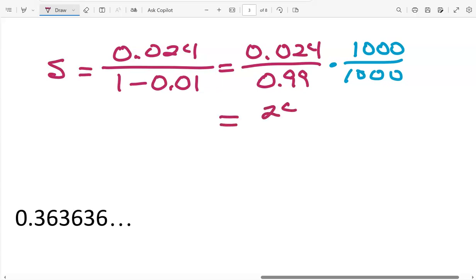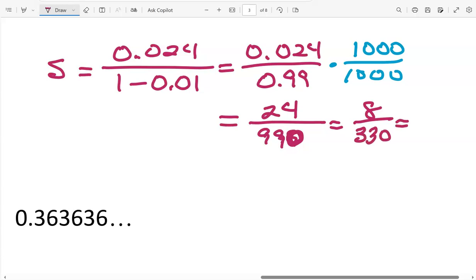So that will give us 24 divided by 990, and we can reduce by a factor of 3. Sorry, that's a 990 on the bottom, and that'll give us 8 over 330, and we can reduce further by a factor of 2, and that'll give us 4 divided by 165.